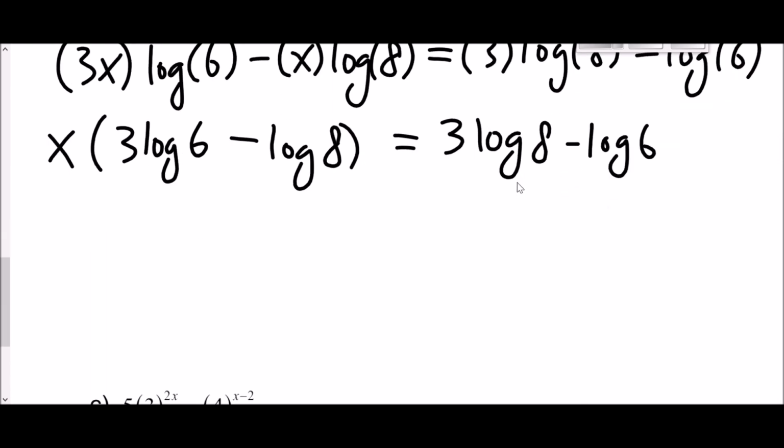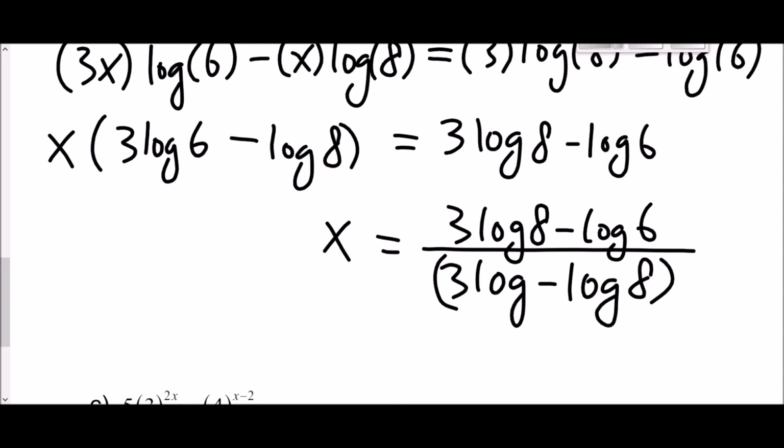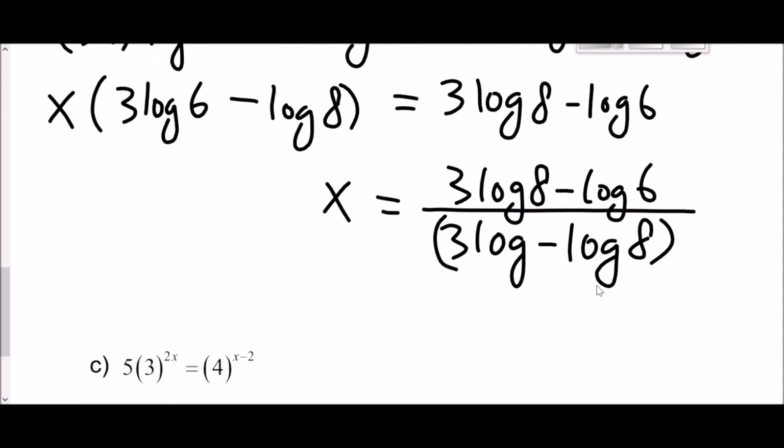And then after that, to get rid of this, we divide both sides by 3 log 6 minus log 8. So that means x is (3 log 8 minus log 6) divided by 3 log 6. If you want, put a bracket so that it doesn't look different from what we had before on the left hand side, minus log 8. Then you can put the numbers into your calculator, solve for whatever that is. So I'm going to stop here for this one.